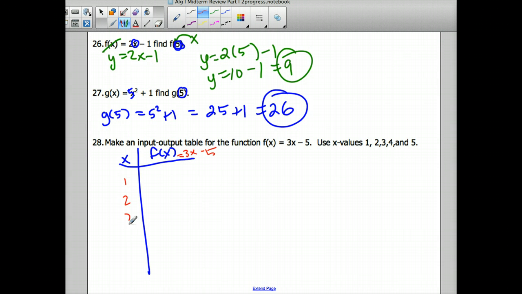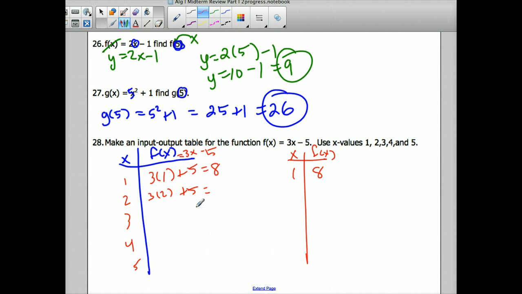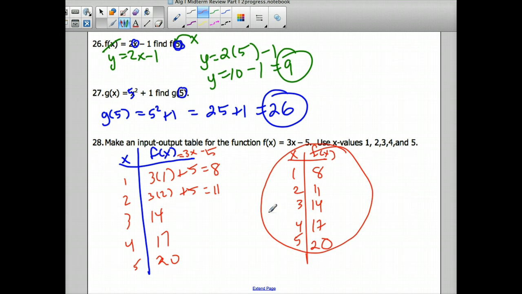So our inputs are 1, 2, 3, 4, 5. If x is 1, we have 3 times 1 plus 5, which equals 8. So our final input-output table looks like this. 1, input, output, 8. If we do 3 times 2 plus 5, that gives us 6 plus 5, which is 11. So 2, 11. And you continue the rest of them. You get 14, 17, and 20. So it's 3, 4, 5, 14, 17, and 20. There's our final input-output table.